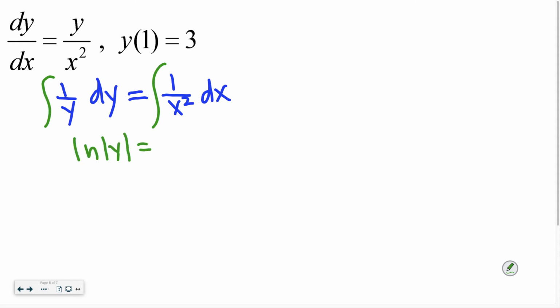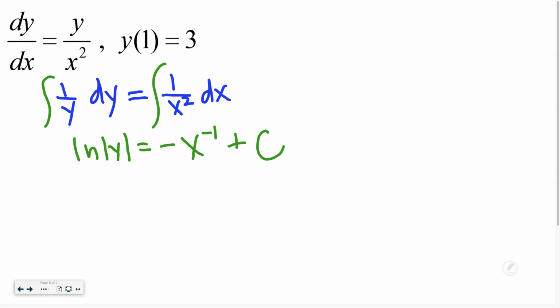But what's the antiderivative for 1 over x squared? One over x squared is the same thing as x to the negative 2. So we increase the power to negative 1 and divide by that power. For our antiderivative, we increase the power and multiply by the reciprocal of the power.